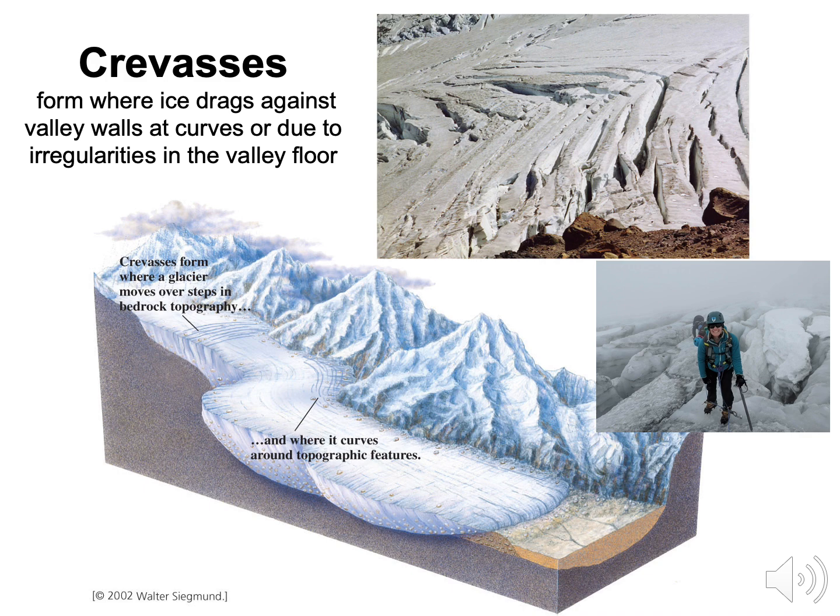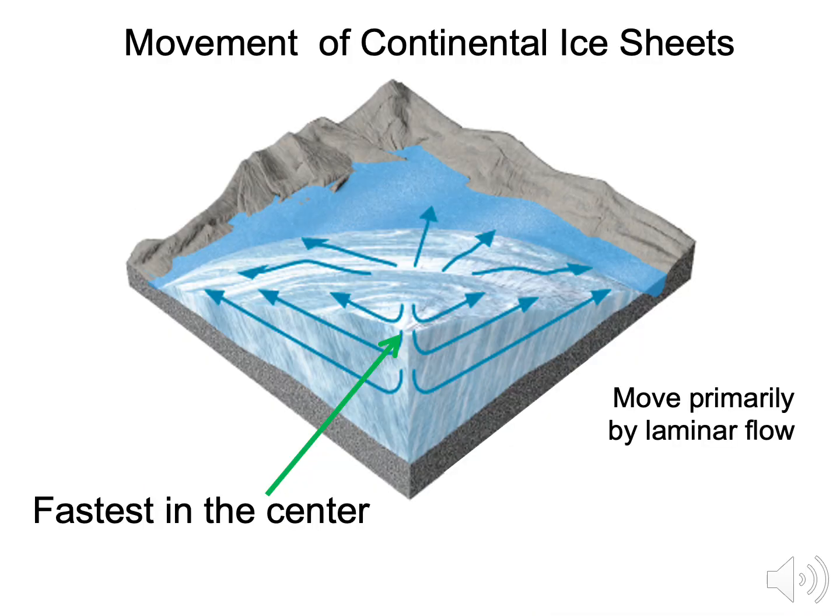We can see many crevasses kind of traversing a crevasse field in that image. So crevasses are features that form as a result of this frictional drag of the ice compared to the valley walls, or irregularities in the valley floor. Valley glaciers move by a combination of laminar flow and basal slip, which is a little bit different than we see with the movement of continental ice sheets.